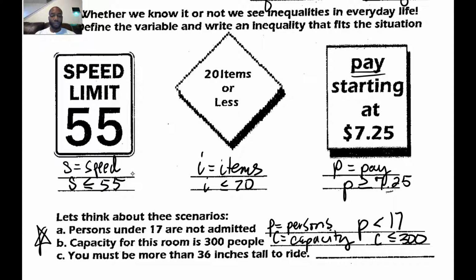Now the next one, you must be more than 36 inches tall to ride. So you're thinking about you, the person. Who can ride? If I define a variable, I'm talking about you, right? Y is for you. So you must be more than 36. You can't be 36 and ride because it clearly says you have to be more than 36. So if you're 36 inches, I won't be able to get on. That's pretty much 3 feet. You got to be over 3 feet tall. Okay, hopefully that makes sense.